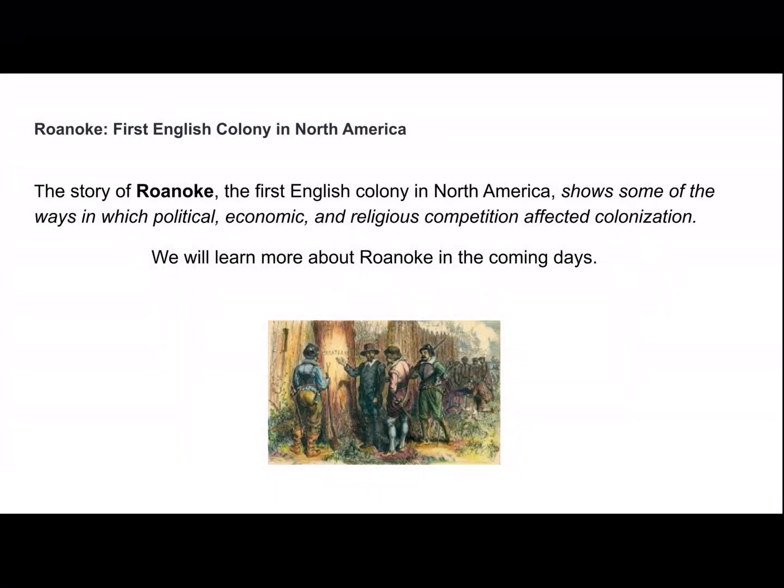So in the coming days, we're going to take a look at our first colony, the first English colony in North America, which is Roanoke. And so Roanoke does an excellent job of showing some of the ways in which political, economic, and religious competition affected colonization. And those are all the things that we just talked about. So we'll be learning more about that in the coming days.